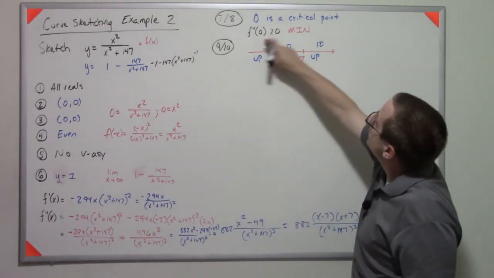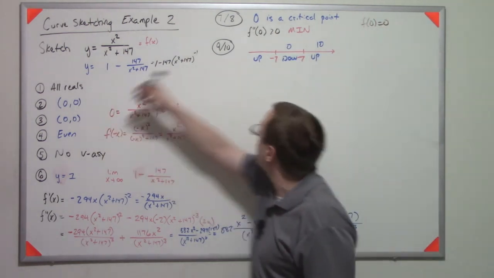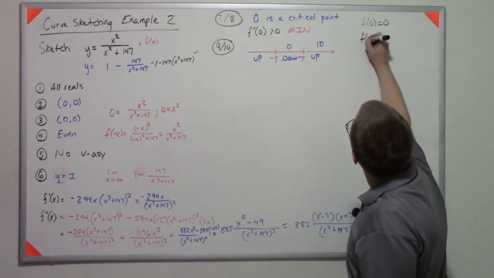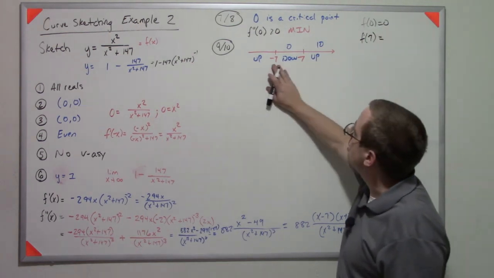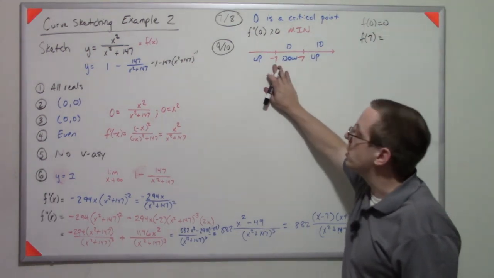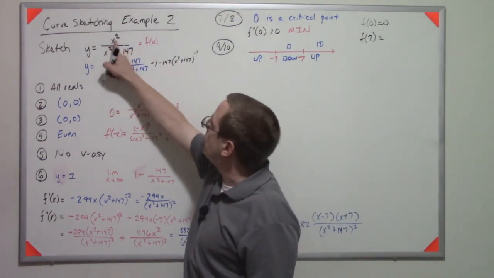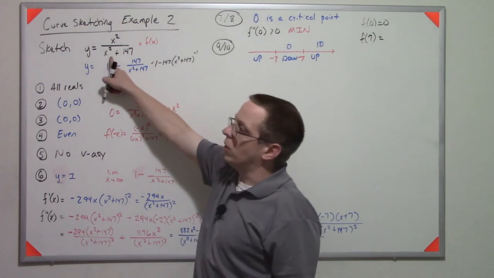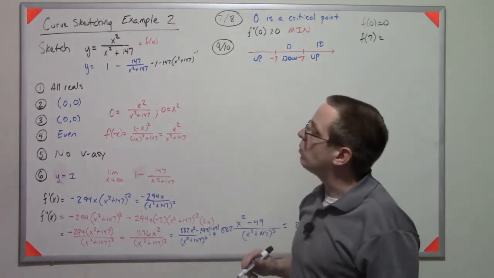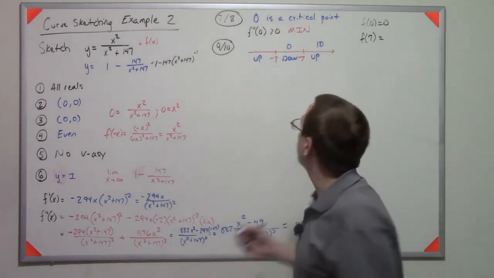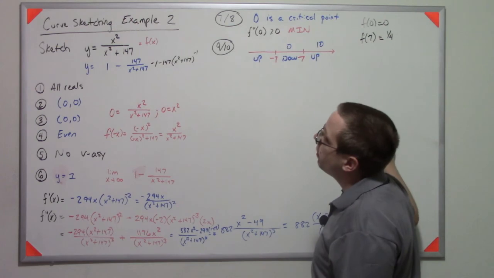So I know that 0 is a critical point, so f of 0 is 0. We already knew that. And f of 7 is one of my inflection points. I know at negative 7 I also have an inflection point, but again, it's even, I don't have to care. So if I plug in 7, I get 49 over 196. 49 over 196 is actually 1/4. So I get 1/4 there.